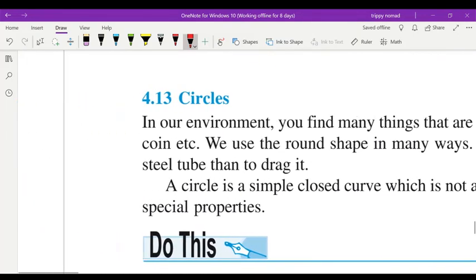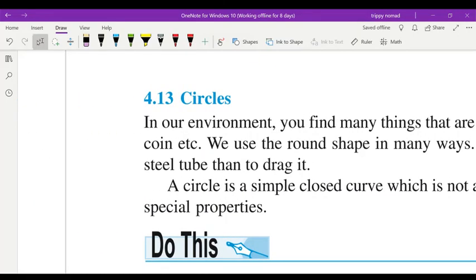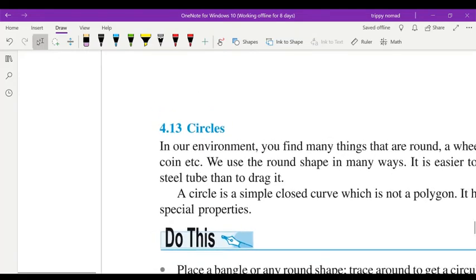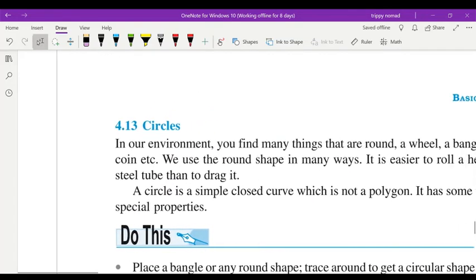So children, you have to complete these two exercises. Now we will meet in the next class with circles.